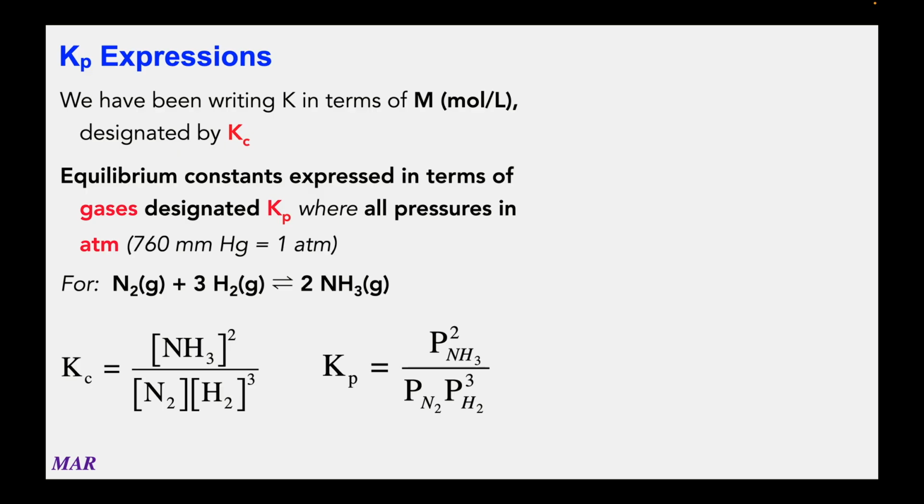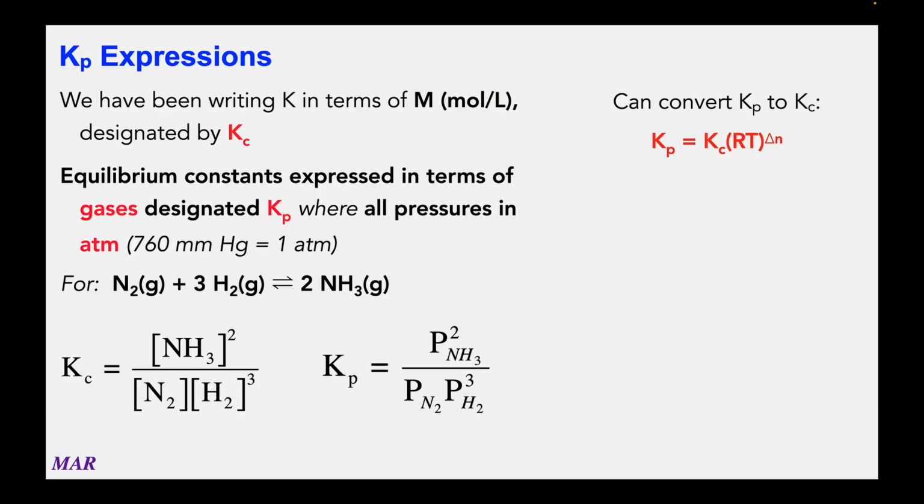However, if you had just a bunch of atmospheric pressure data, Kp would be the pressure of the NH3 squared, and you would divide by the pressure of N2 and the pressure of H2 to the third power. And again, all those pressures have to be in atmospheres. So use the one that's easiest for you. Most of the time, Kc is great, but if you have a Kp, no problem too.